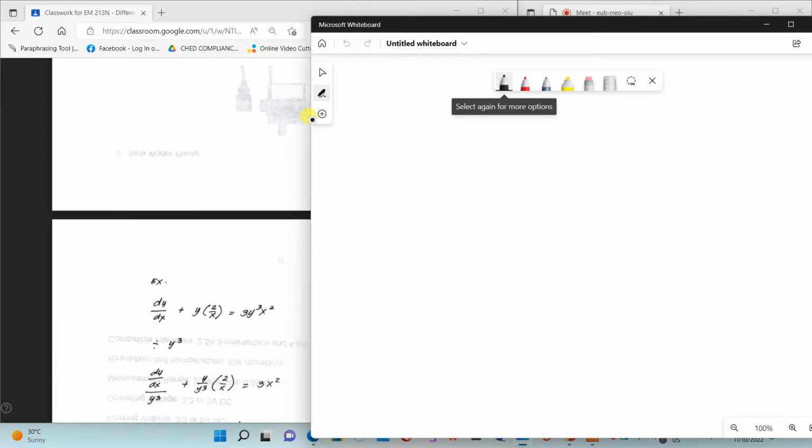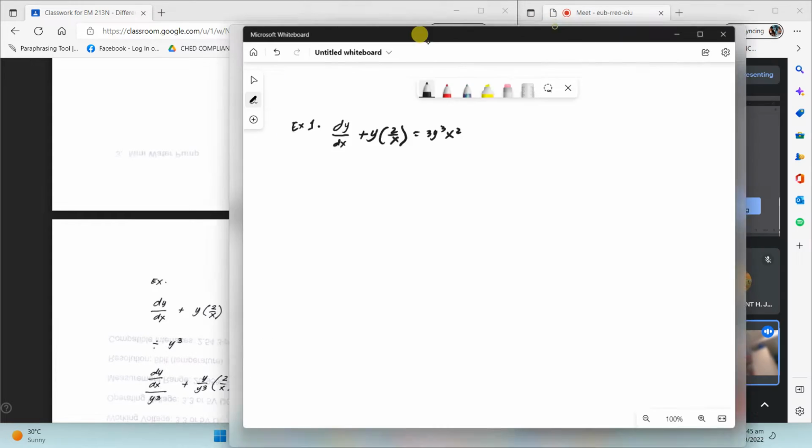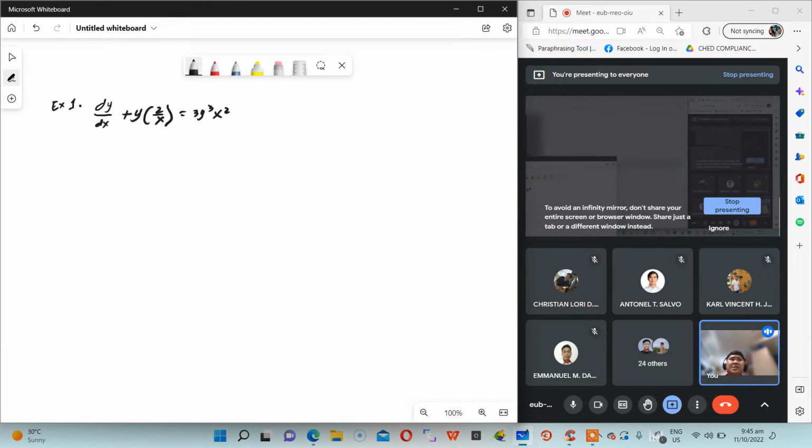Okay? So, example one, that is dy over dx plus y 2 over x equals 3y cubed x squared. Okay, let's try to solve this one. Okay, guys, please look at the solution nato and please check if natay nasipyat ha para di ta malangan. And then palihog ko double check and ask question. Okay, so you always look at the steps. Okay, the step is like this.